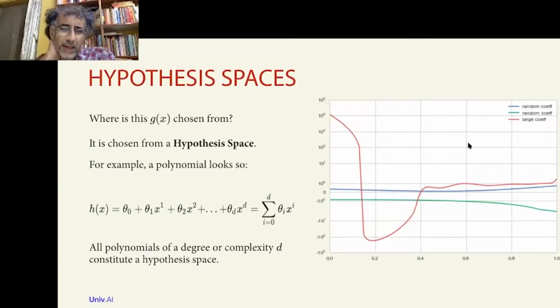So to make this a little bit systematic, let's organize our functions into something called hypothesis spaces. So what's a hypothesis space? It's just a bunch of functions. It's a big fat name for something very simple. It's just a bunch of functions.